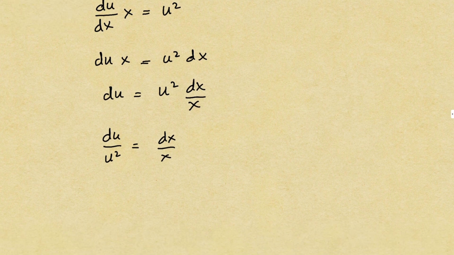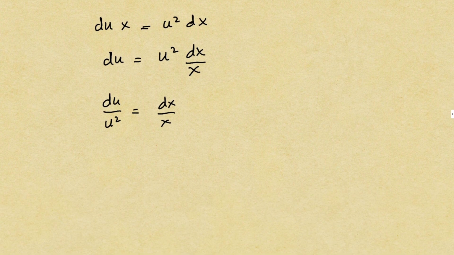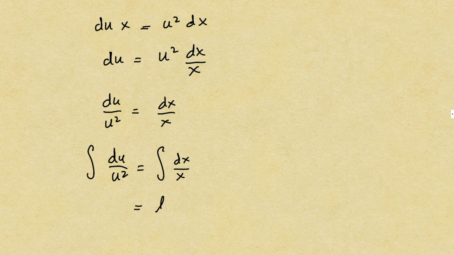Now, we have to integrate both sides. So let's go ahead and do that. Over here, we're going to have du over u squared. Over here, we're going to have dx over x. Let's do these integrals. So this time, they're a little easier than last time, I think. We see right away on the right-hand side, this is just log x plus some integration constant. On the left, another way to write it is just u to the minus 2 du, and this might look a little easier now.